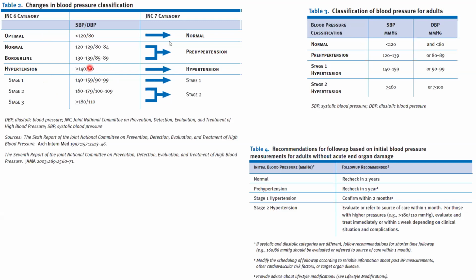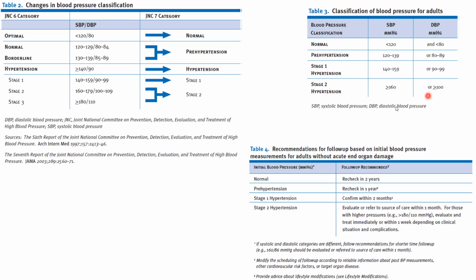The new classification of blood pressure for adults is this, basically. Normal is systolic less than 120 and diastolic less than 80. Pre-hypertension, as I mentioned, is 120 to 139, with 139 being the cutoff, and in diastolic, 89 is the cutoff. Okay. Stage 1 hypertension, these are the figures. And then stage 2 is anything more than 160 systolic and more than 100 diastolic.